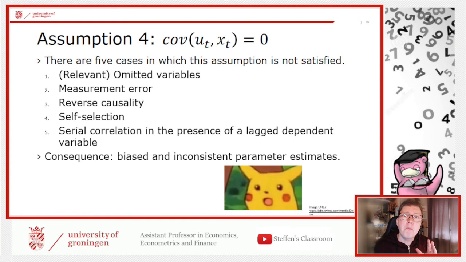In other books, it may also be referred to as strict exogeneity. That's, of course, a slightly different version of what we have written here, but overall it amounts to the same: no covariance is to be observed between your error term and your right-hand side variables.